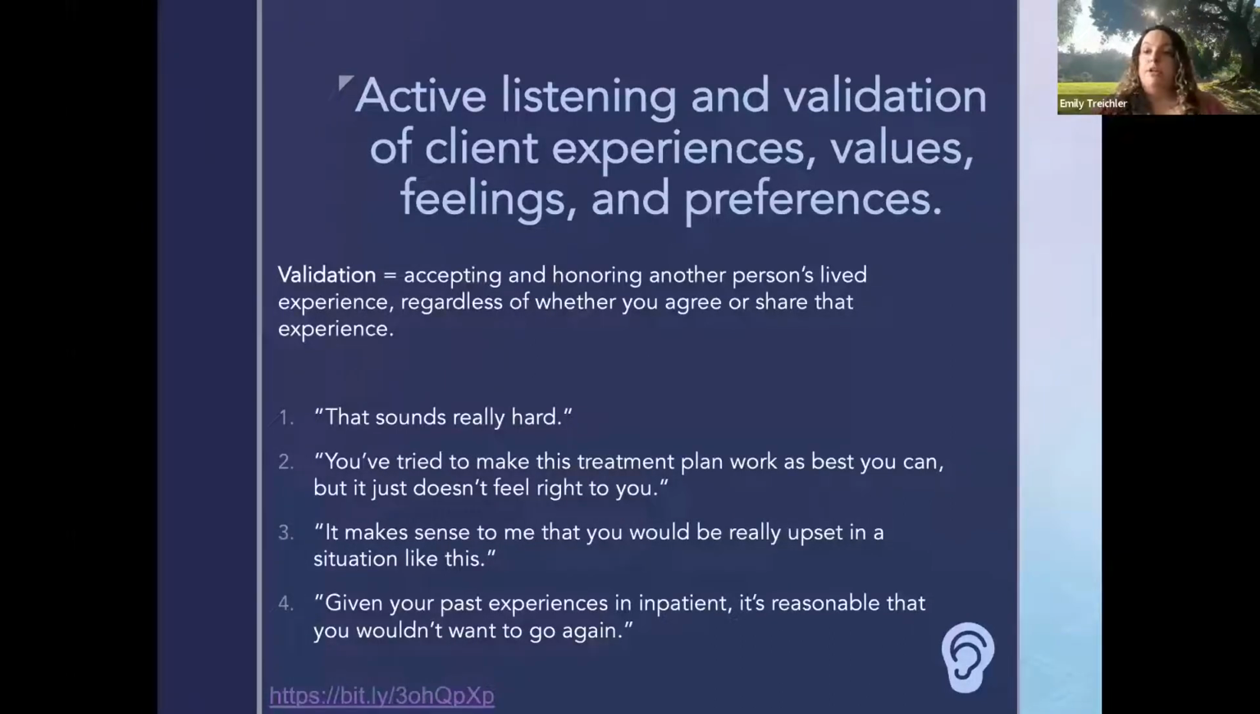Those are your feelings. Those are your perceptions, and they're important. This link at the bottom has a little bit more information about what validation is, if you're looking for that.